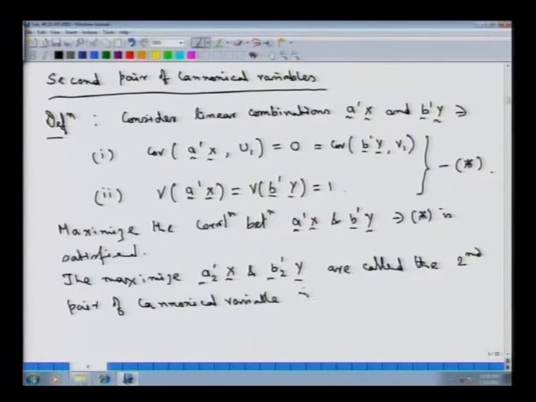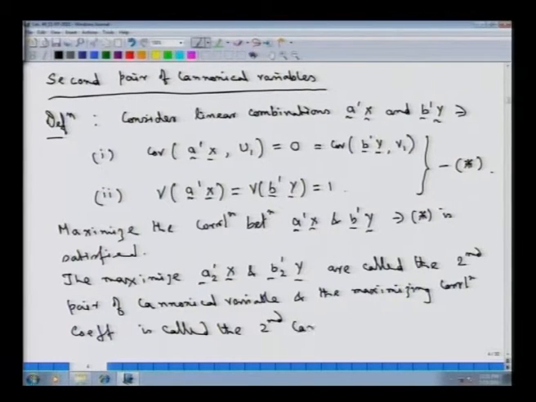And the maximizing correlation coefficient is called the second canonical correlation coefficient. So, what is the second pair of canonical variables?